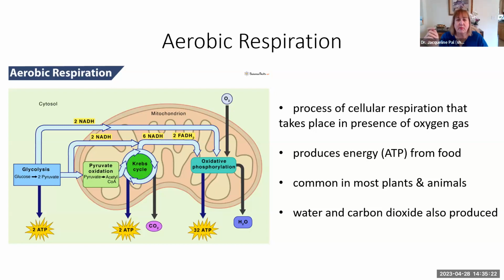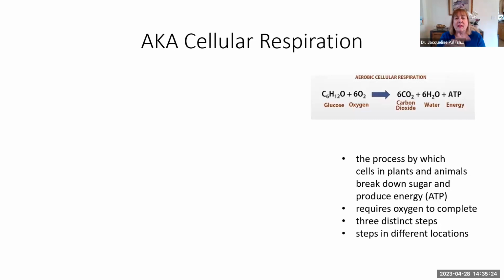So if we look at the overall equation for the process of cellular respiration, the basics of it, we start with glucose and we start with oxygen. Okay? And then at the end of this whole multi-step process involving multiple locations in the cell, we're going to end up with carbon dioxide and water as waste products and the ATP that we need.